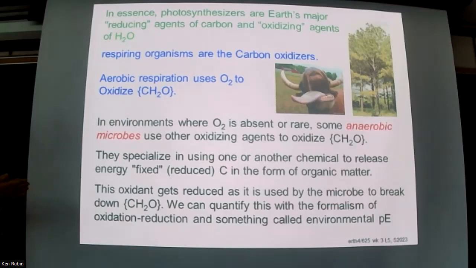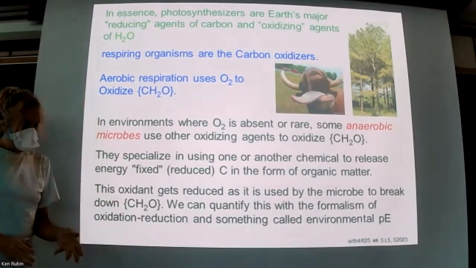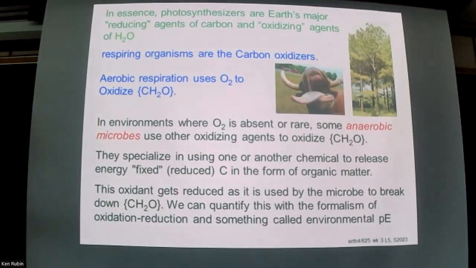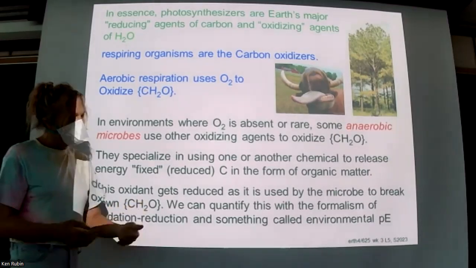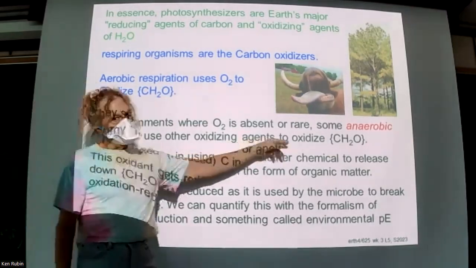So I'd like you to think about, maybe you've thought about this before already, that photosynthesis and respiration is basically this exchange of electrons and oxygen between chemicals. And it's important to recognize that what we do when we're doing respiration is take oxygen and reduce it so that we can liberate energy from carbohydrates.